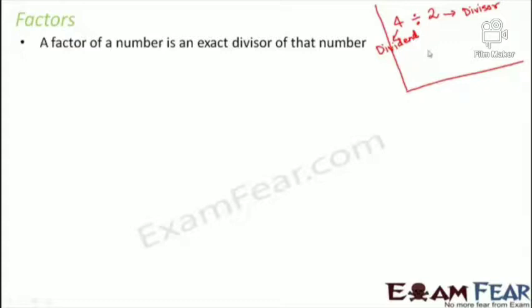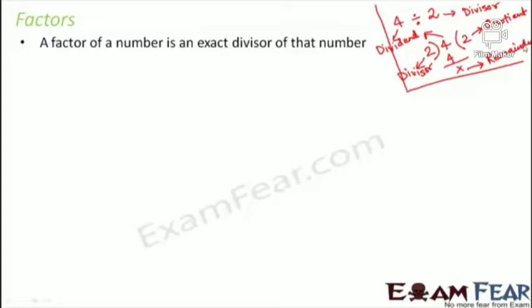So how do you divide? You divide it something like this. 2 2s are 4. So what do you get? You get 0. So here 2 is the divisor, 4 is the dividend, 2 is the quotient, and 0 is the remainder. So these are the 4 terms that we use when we perform division operation.